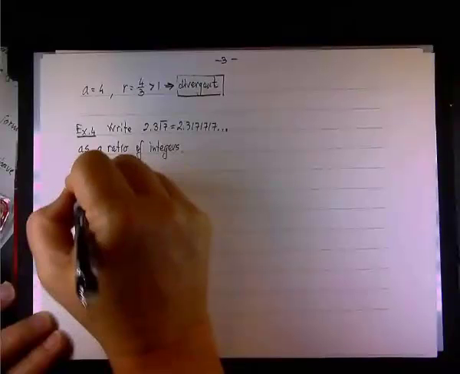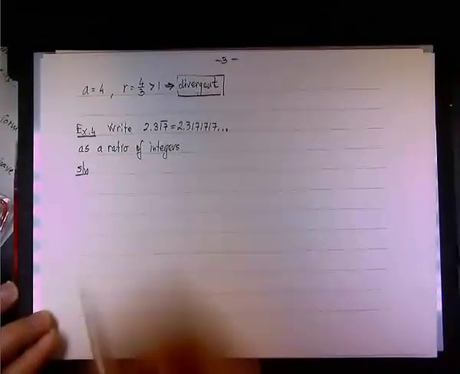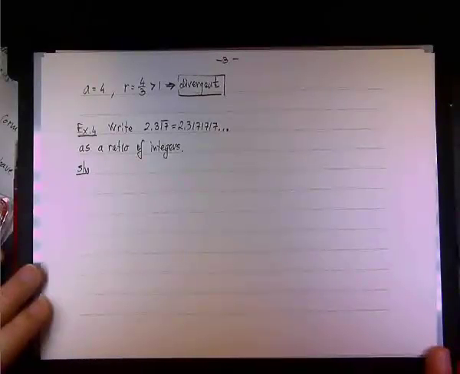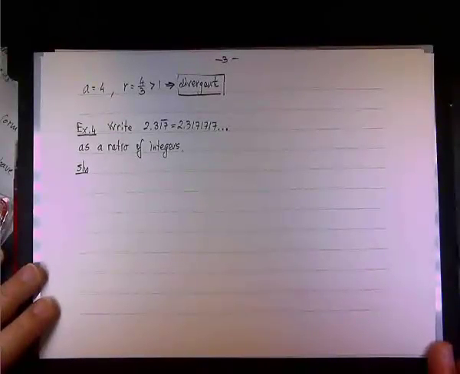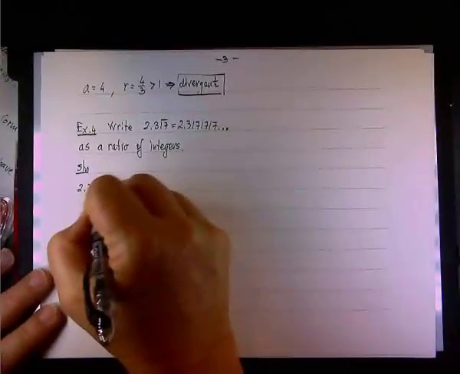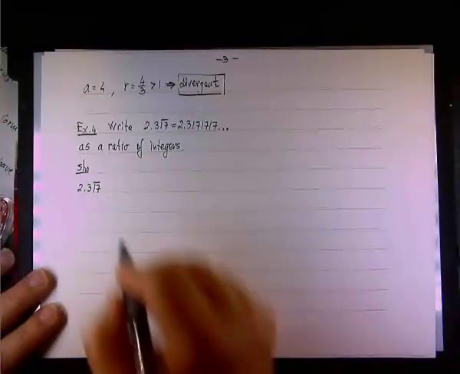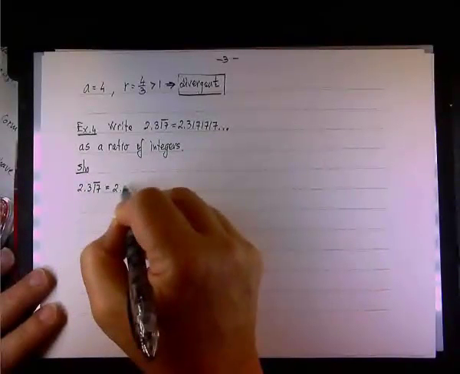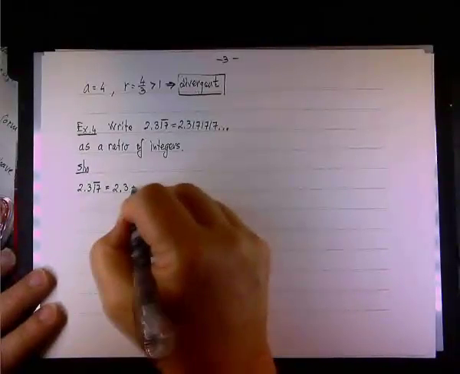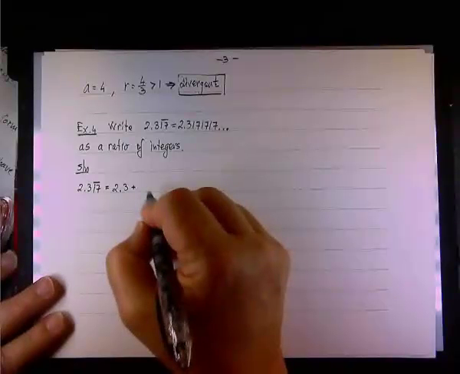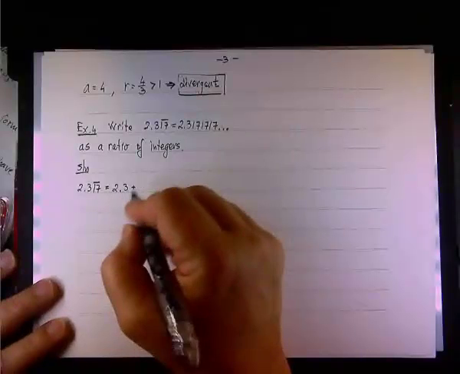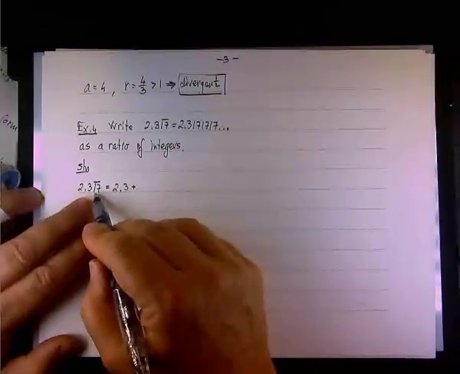Okay? So, how are we going to start? We're going to write it as a constant plus a series, and it turns out that this will be a geometric series. Watch. I'm going to write 2.317, where the 17 is repeated, as a constant component. It will be 2.3, right? Plus, it will be 17.